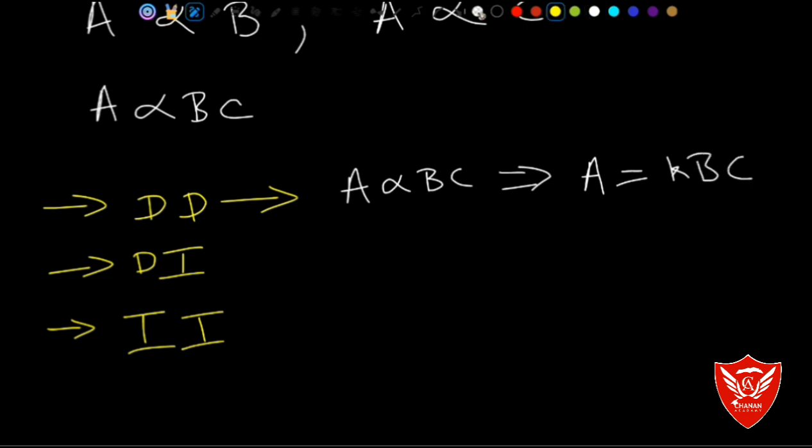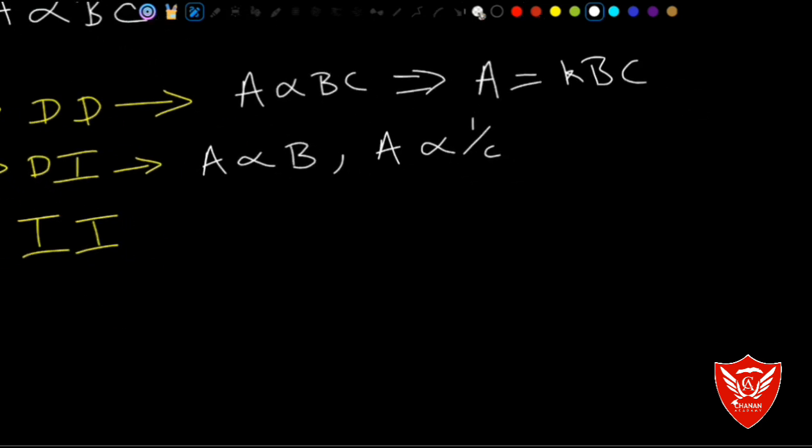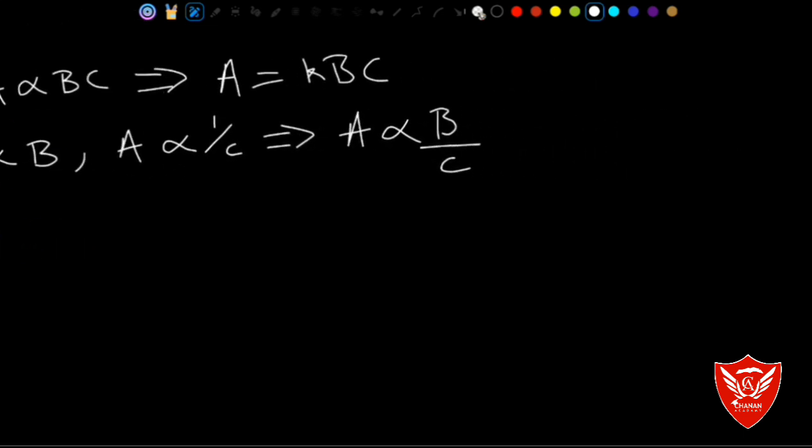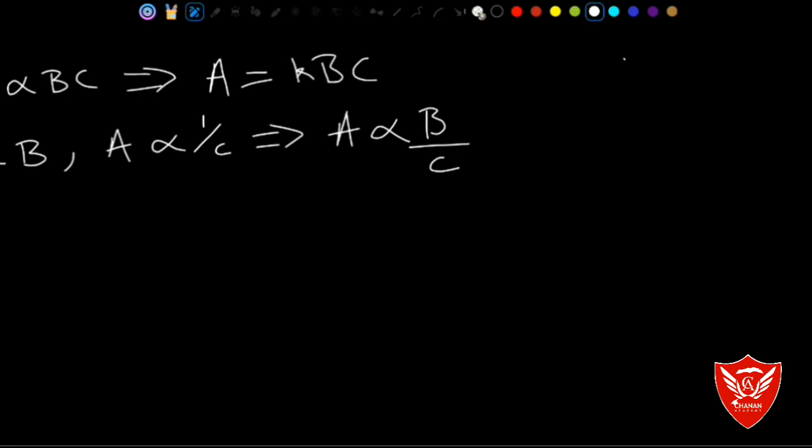For direct-inverse, we can have that if a varies directly as b and a varies inversely as c, then a varies directly as b and inversely as c. And when we introduce the constant of proportionality, it can be given as a equals kb over c.